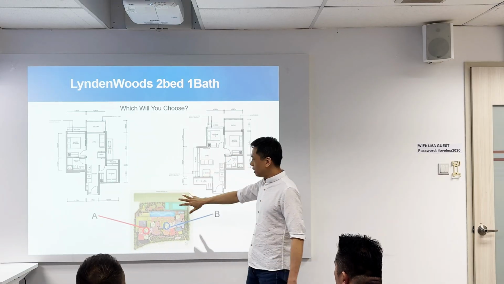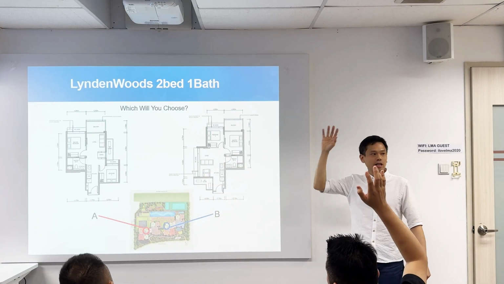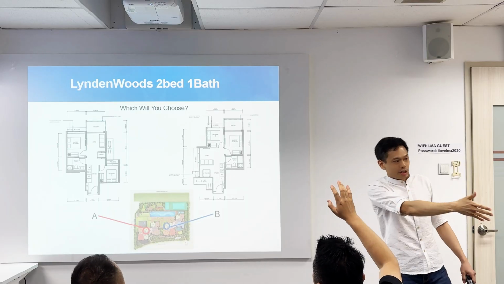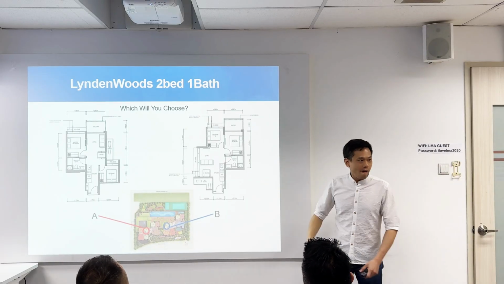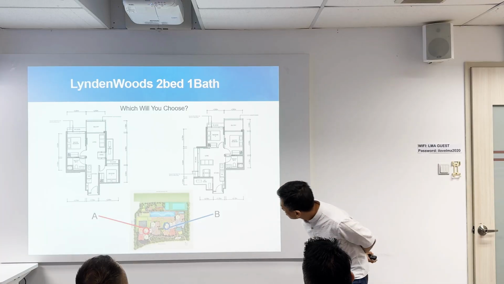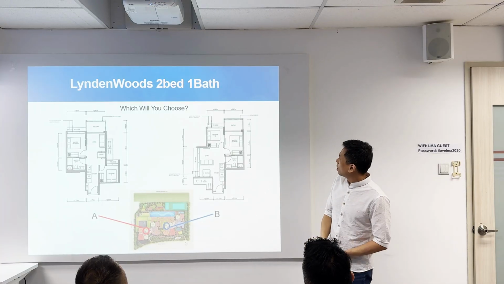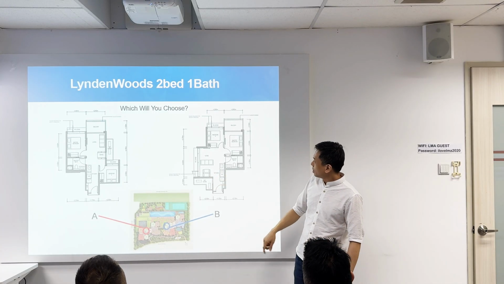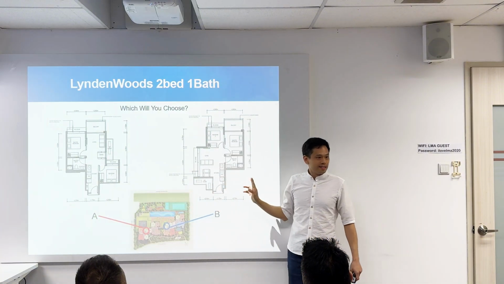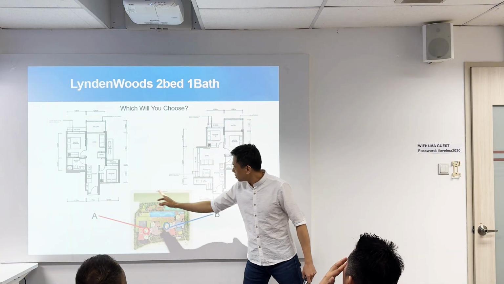Okay, B. Who is the B one? So, for this gentleman, why did you choose B? Balcony facing the pool, and the living room is quite big. Oh, living room quite big. Okay, these two are actually the same size. About the same size, remember.